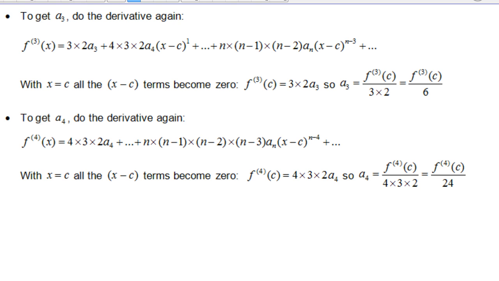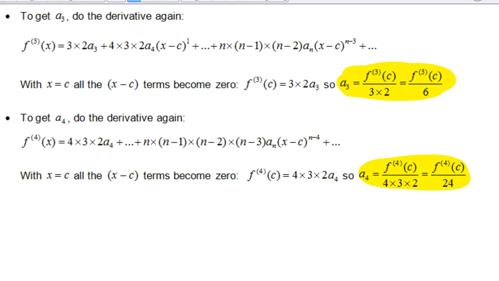So to get a3, you find the derivative again. You plug in x equals c, so all the terms with x minus c become 0. So you end up with a3 being equal to that. To get a4, again, you find the fourth derivative, you plug in x equals c, and then you end up with a4 being equal to that.